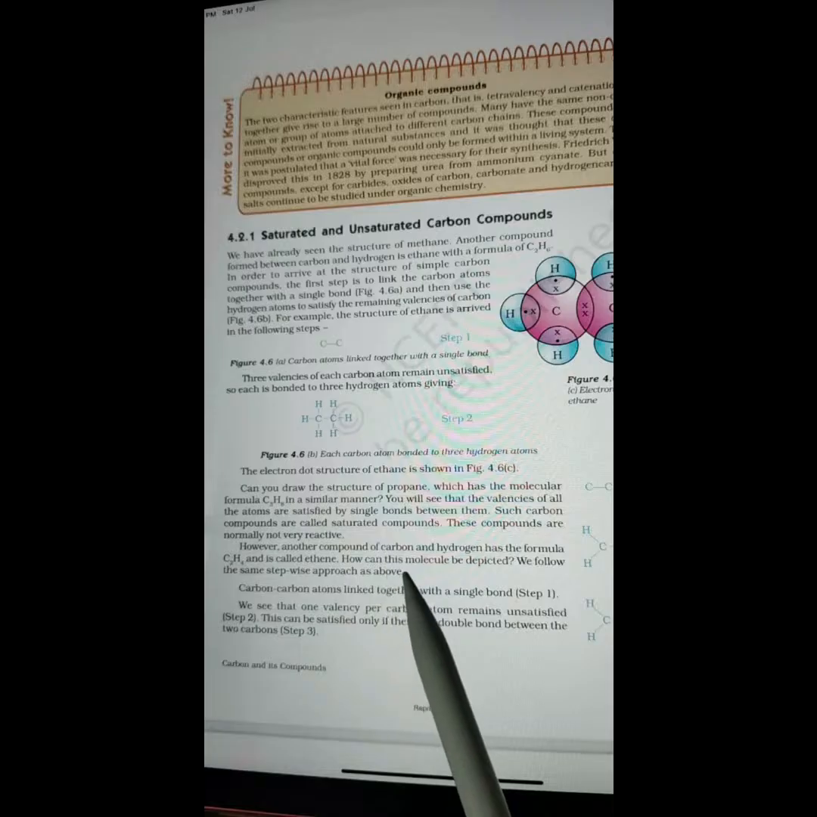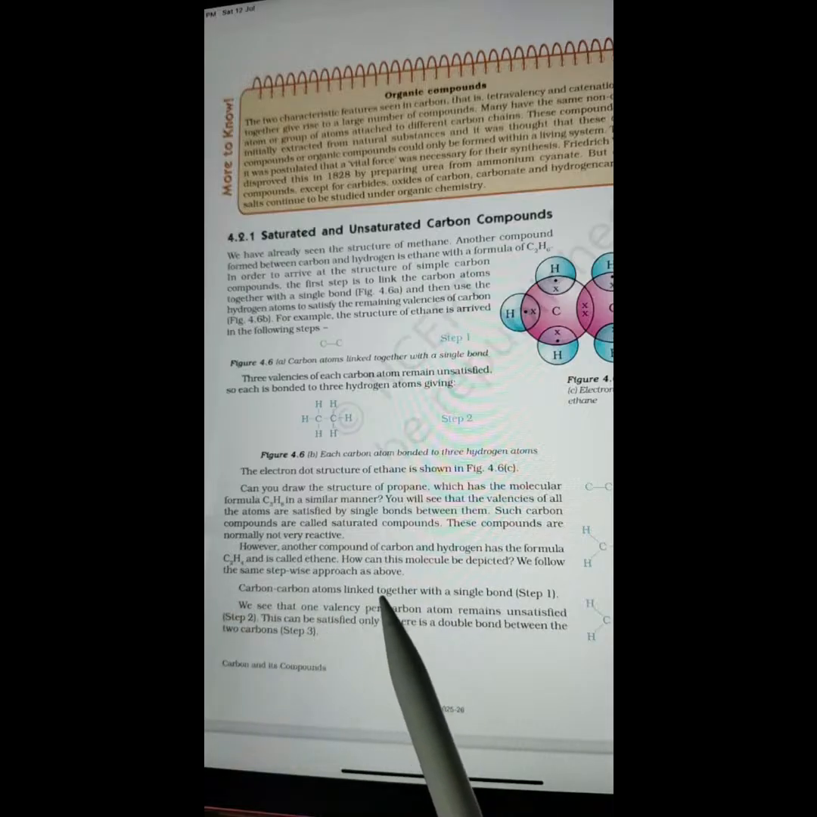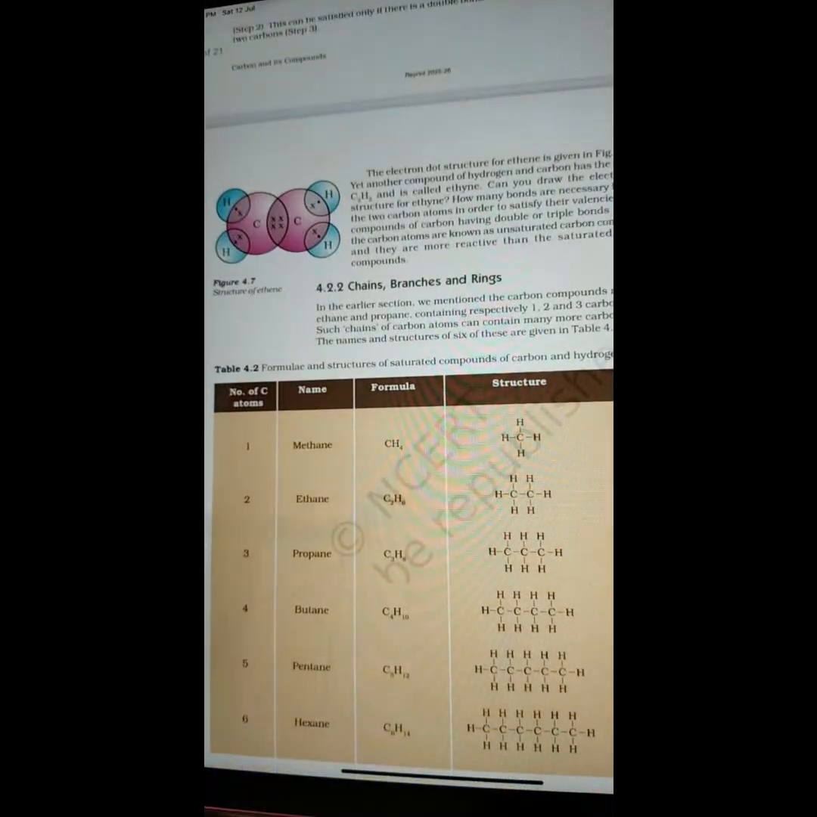However, another compound of carbon and hydrogen has the formula C2H4, which is ethene. How can this molecule be depicted? We follow the same stepwise approach as above. Carbon atoms linked together with a single bond, as in step 1, has already been shown. We see that one valency per carbon atom remains unsatisfied, as shown in step 2. This can be satisfied only if there is a double bond between the two carbons, which is shown in step 3. Now move to the next page, please.